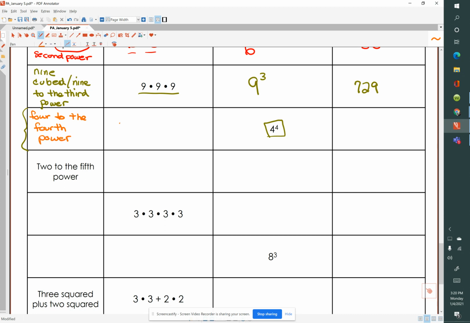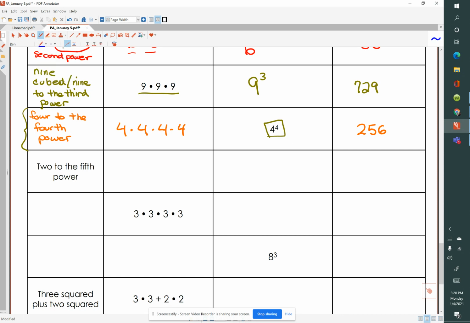And in expanded form, that would be 4 times 4 times 4 times 4. 4 times 4 is 16. 16 times 4 is 64. 64 times 4 is 256, and that is the standard form.